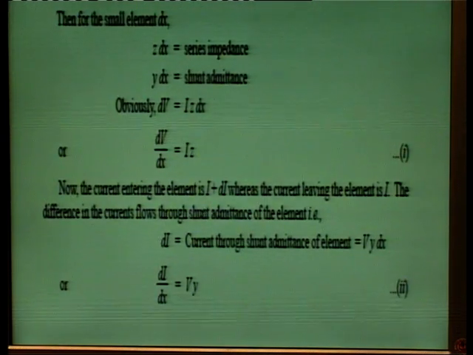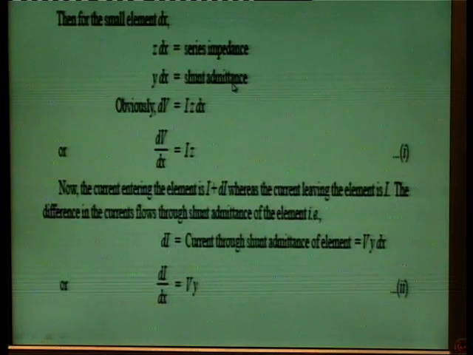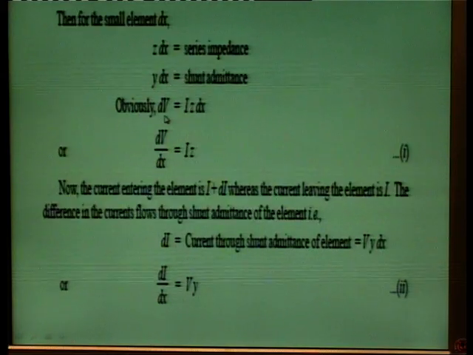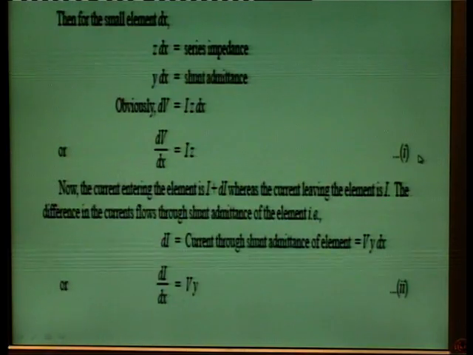If z dx is the total series impedance and y dx is the shunt admittance, then dV, the voltage drop, will be equal to current into impedance. The current is I and z dx is the impedance of the element, so dV is equal to I z dx. Taking the ratio, dV by dx is equal to I z. This is equation number 1.